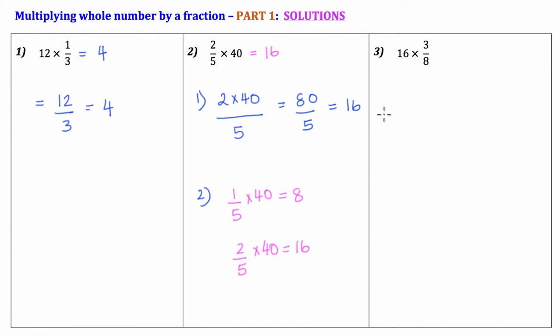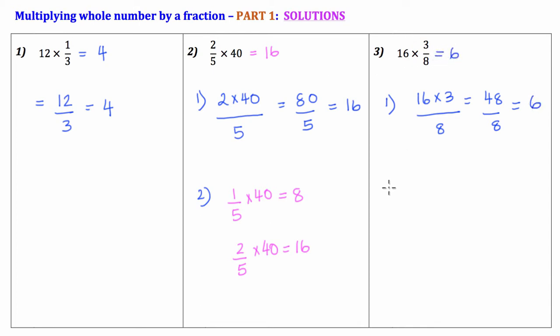The next problem is 16 times 3/8. Again, we can do this in two ways. First is where we multiply the whole number and the numerator. So this is equal to 16 times 3 and keep the denominator the same. And 16 times 3 is 48. And 48/8, if we simplify this, equals 6 wholes. So the answer is 6 wholes.